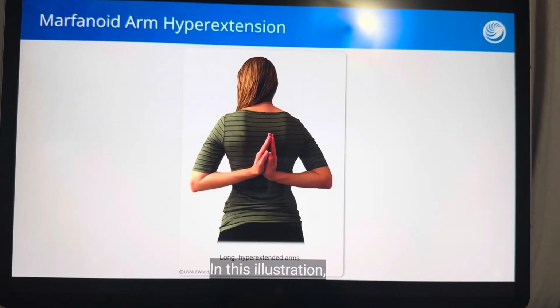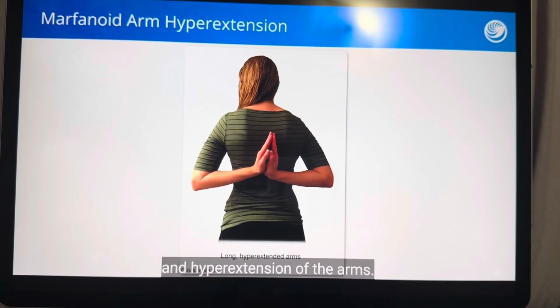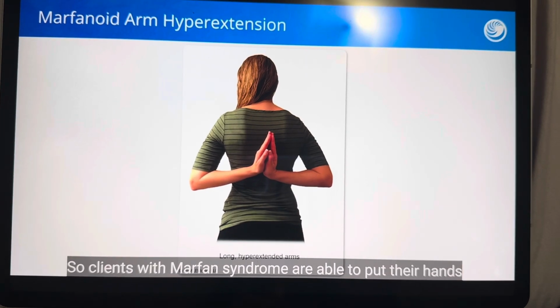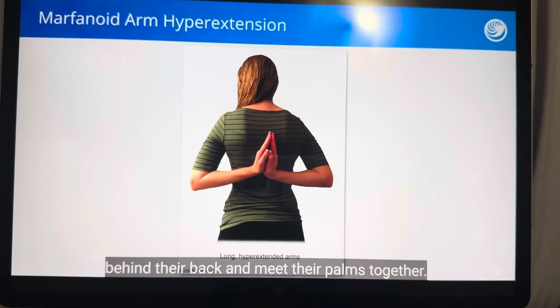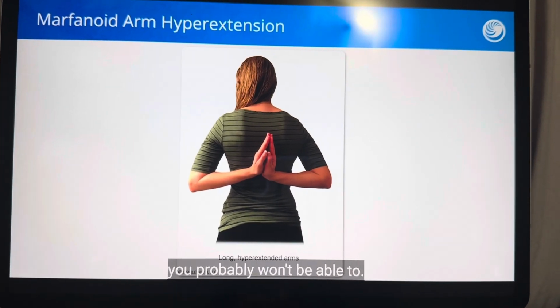In this illustration, you can see an example of the length and hyperextension of the arms. So clients with Marfan syndrome are able to put their hands behind their back and meet their palms together. If you try to do that at home, you probably won't be able to.